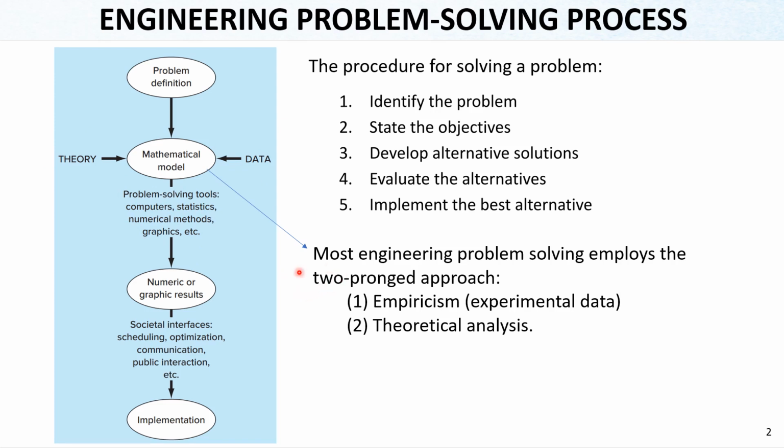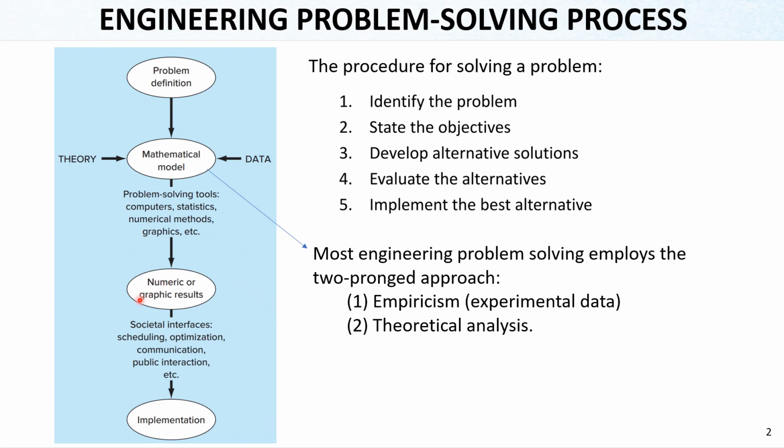And as you can see here, most engineering problem solving employs two approaches. The first one is empiricism or experimental data, and the second one is theoretical analysis. So simply these can go side by side together, and also we can use them separately depending on the problem definition. Once we have this mathematical model, then we need to solve it and have the results.